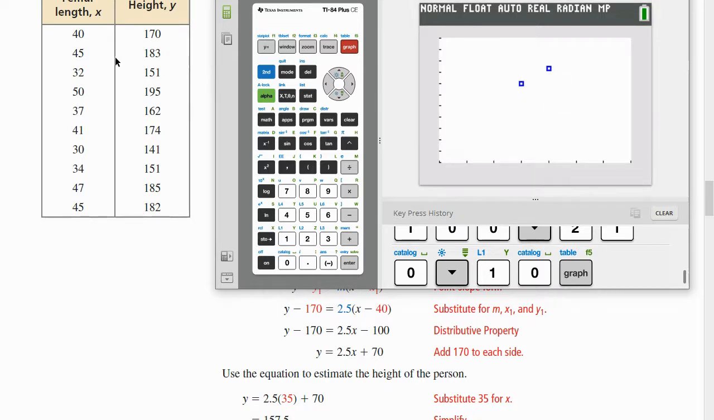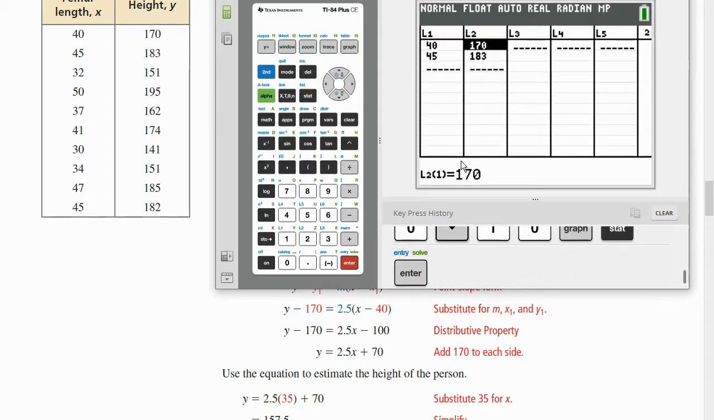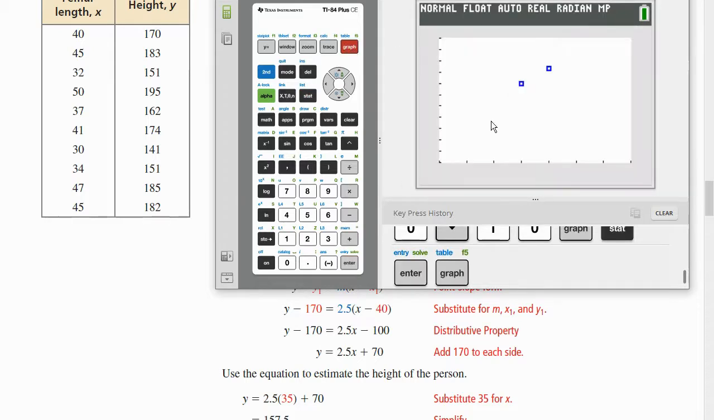Now you can see where I can now create this scatter plot by going to stat edit and just put all the data in there. But again, just for what we're looking at, graph, this is good. Now, it will actually find the equation of the line that goes through these 2 points. And this is something you can use on a lot of questions in this. If you know just 2 points, you can find the line.